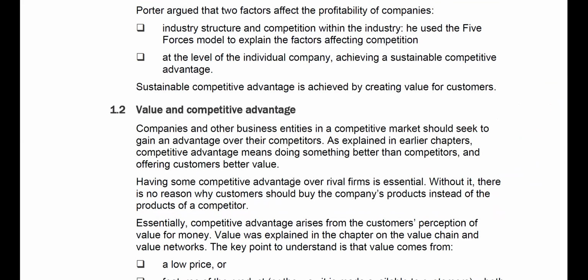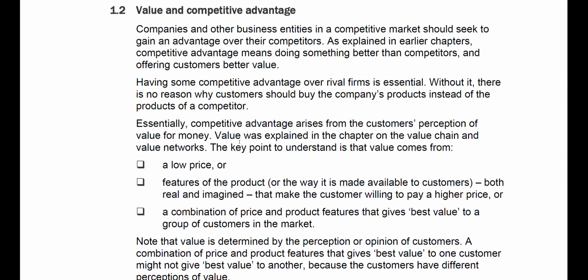Okay. So let's look at value and competitive advantage. Now, companies and other business entities in a competitive market should seek to gain an advantage over their competitors. So as explained in earlier chapters, competitive advantage means doing something better than your competitors and offering customers better value. So having some competitive advantage over your rival firms is essential. Without it, there's no reason why customers should buy the company's product instead of the product of a competitor.